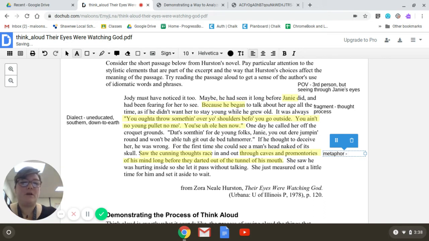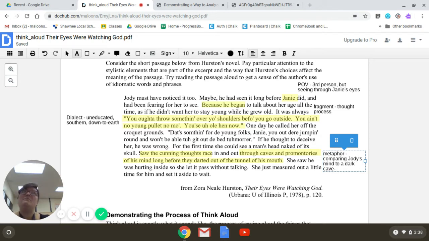Metaphor, comparing Jody's mind to a dark cave. Now, the other question we have to ask is, what does that tell us about Jody, or how she views and understands Jody? Well, if she's comparing it to a cave, caves are dark, kind of scary. Sometimes you don't really know what's in there. Kind of not necessarily empty, but easy to get lost in. They're deep.